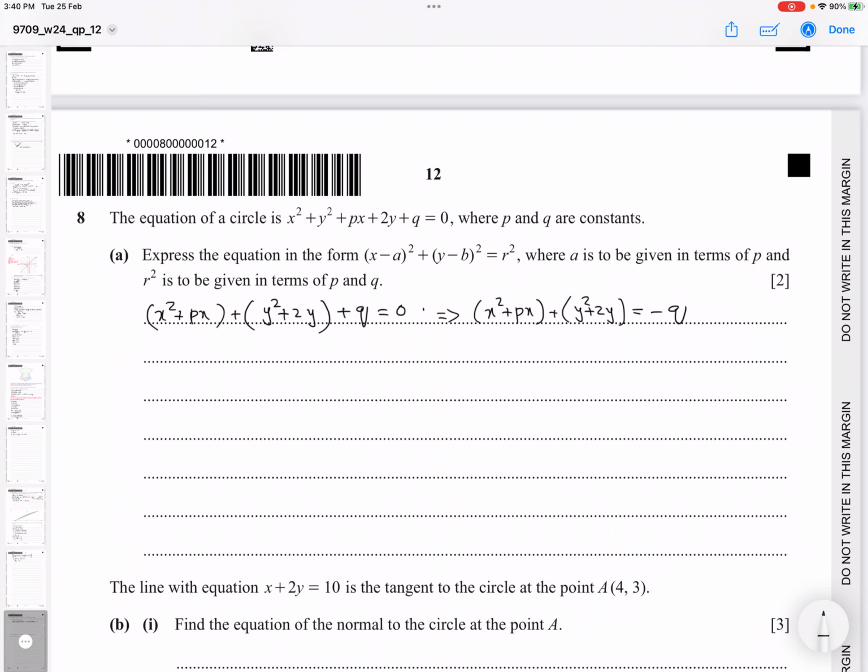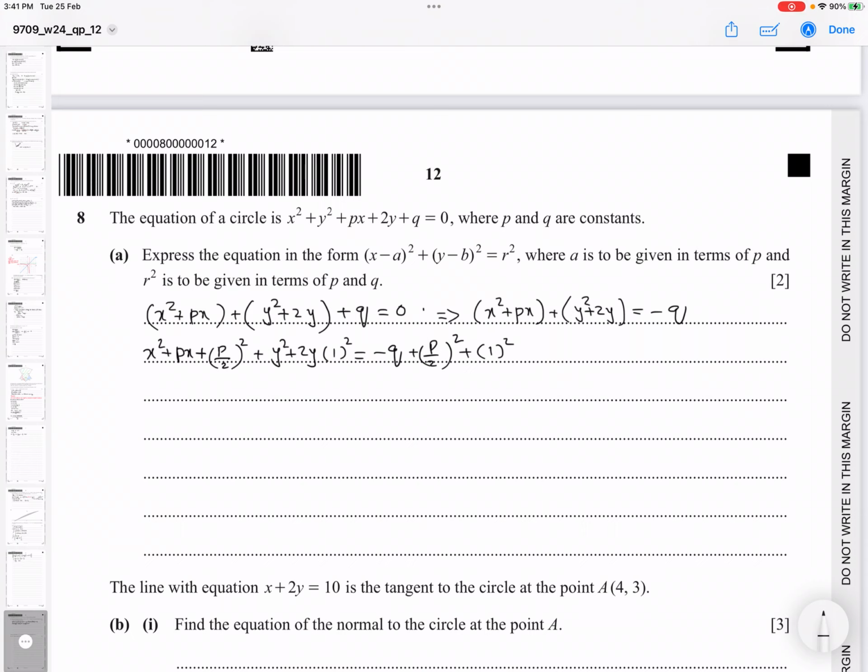Take half of the coefficients of x and y, square them and add them to both sides of the equation. So x squared plus px plus (p by 2) squared plus y squared plus 2y plus, actually 2 by 2, which is 1, square of 1, equals, now add the same thing here with minus q. So I'm going to add (p over 2) squared plus 1 squared.